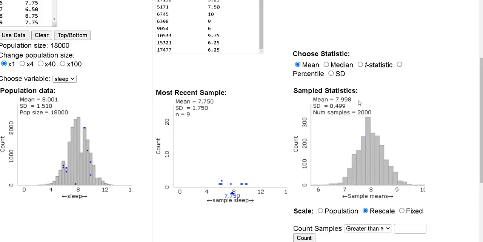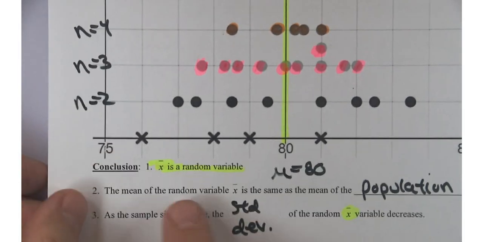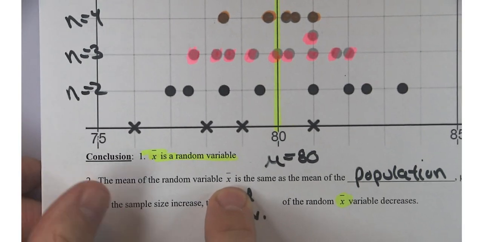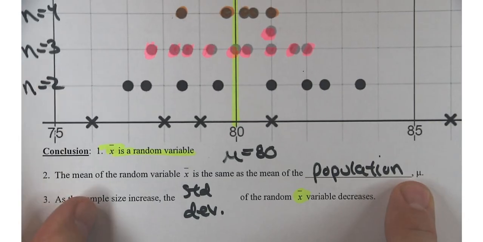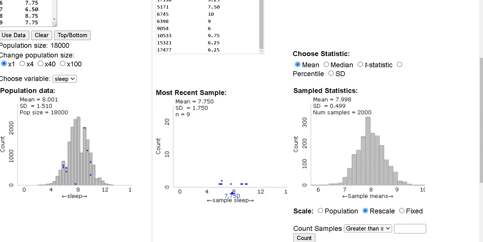Yeah. Really close to what we started out with, right? That matches what we concluded on our handout. That on average, this random variable has the same mean as our population mean. So we started out with a population mean of 8.001, and our random samples ended up with a mean of 7.998. Now yours might have been different, right?